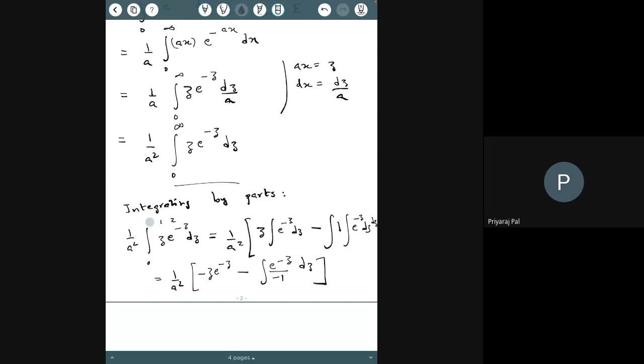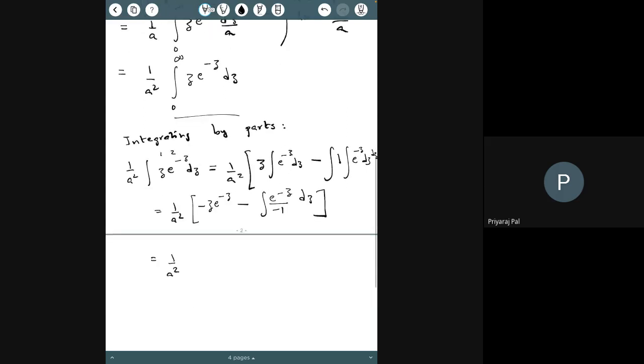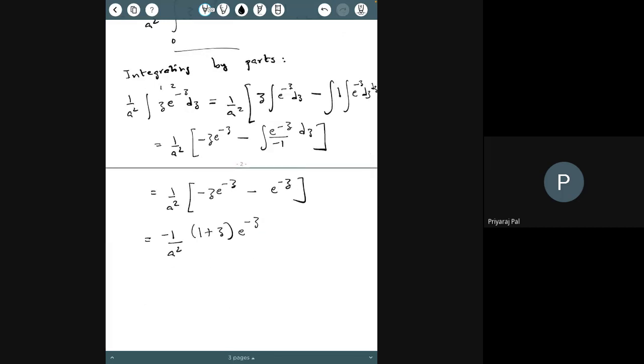Okay, I'll put the limits later. Let me just do it like this. Plus, no, again minus, so when I integrate this, I'll get another minus. So it remains minus e to the power minus z. Then I can take e to the power minus z common, and also the minus. So minus 1 by a squared, 1 plus z, e to the power minus z. Fine.